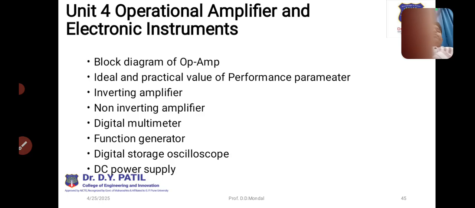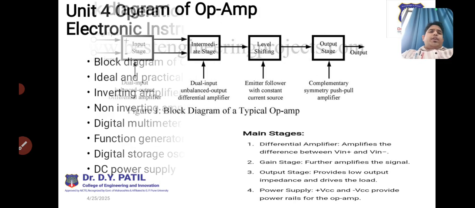Now we start with the operational amplifier, the op-amp. It is nothing but one type of IC 741. It can be used for generating waveforms, triangular waveform, square waveform. It can be used as an inverting amplifier and non-inverting amplifier. We can add, subtract. Digital oscilloscope, digital power supply. Where is the application of that?